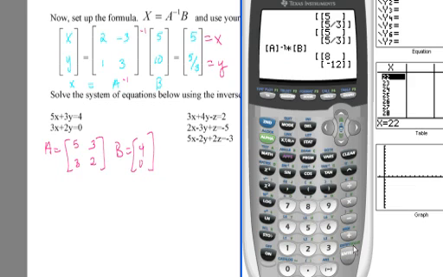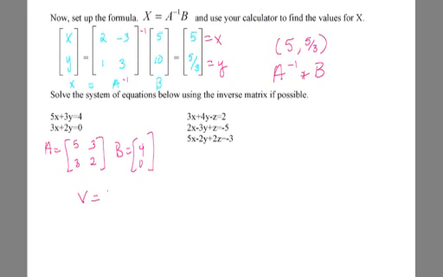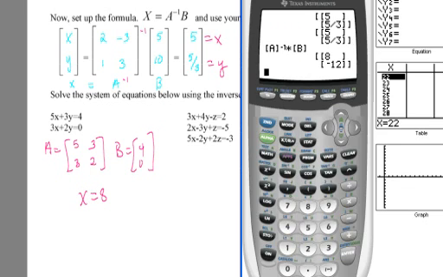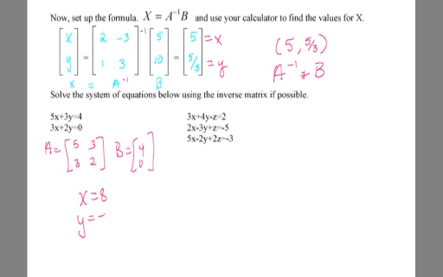Type them in, then on your home screen type A inverse times B, and we get our solution. X equal 8, and I lost the other one. What was it? Y equal -12. So there's the solution. Just simply put in A, put in B, perform the operation A inverse times B. Do the same thing for the next one.